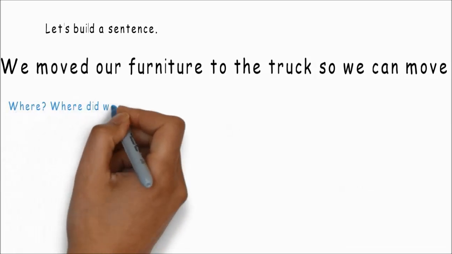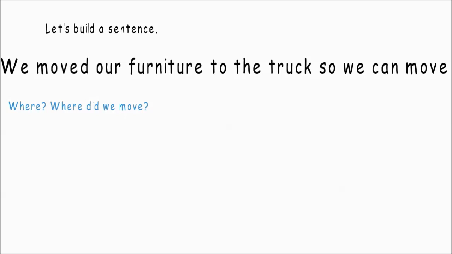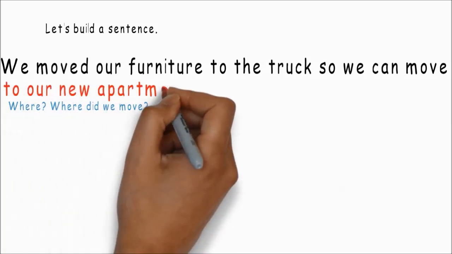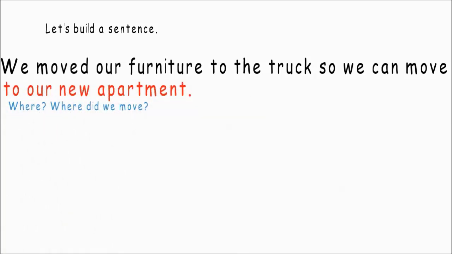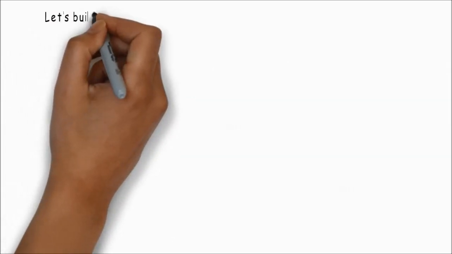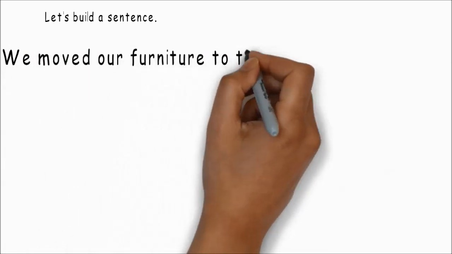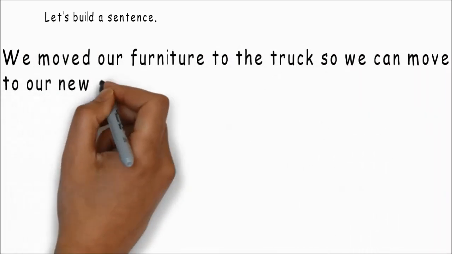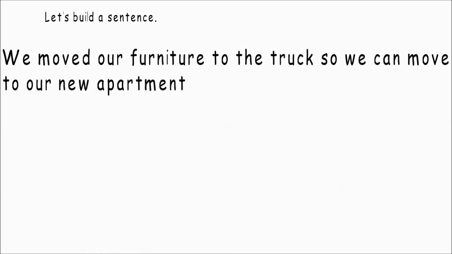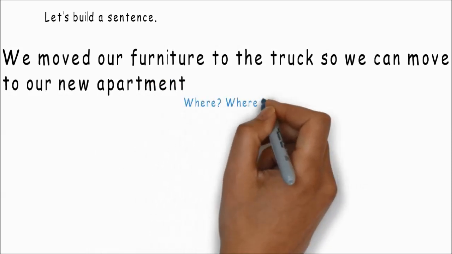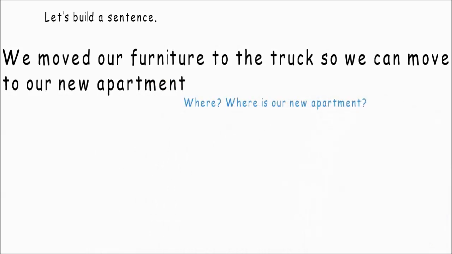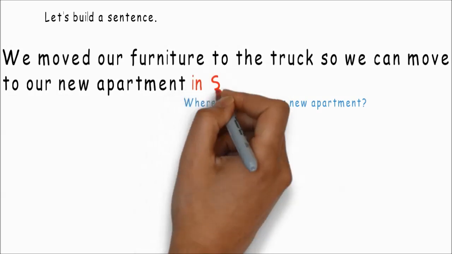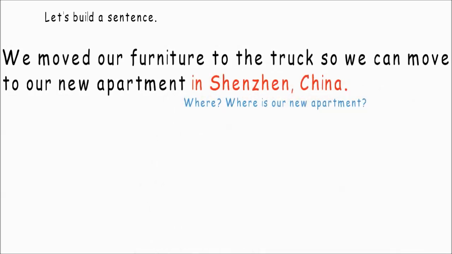Where? Where did we move? To our new apartment. So we can move to our new apartment. Let's build a sentence. We moved our furniture to the truck so we can move to our new apartment. Where? Where is our new apartment? In Shenzhen, China. Whoa! We moved to China.